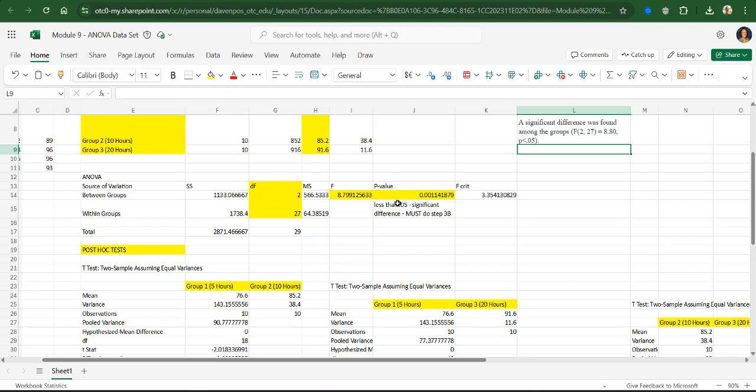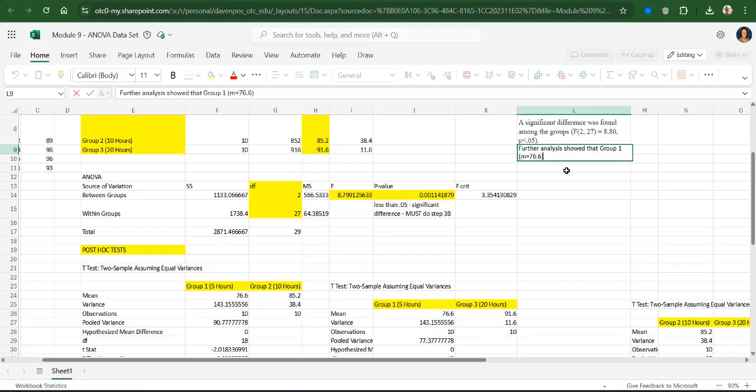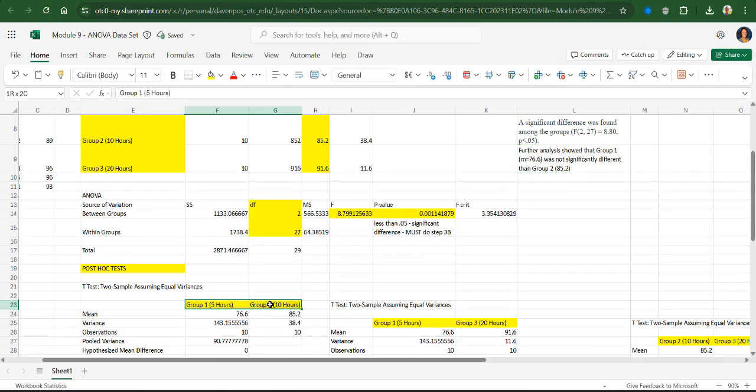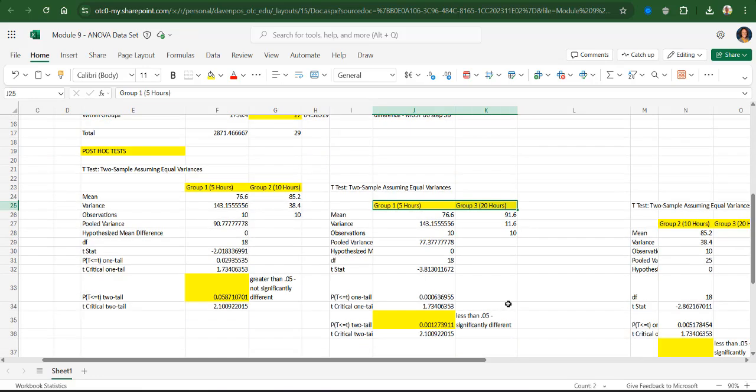So say further analysis showed that group 1, and then the mean for group 1 was 76.6. I see that right here. Was significantly different than, was not significantly different, sorry, than group 2. And then the mean for group 2 was 85.2. Right, so that tells me that pairing. What about this pairing? That pairing was significantly different.